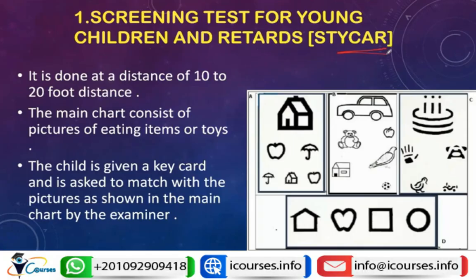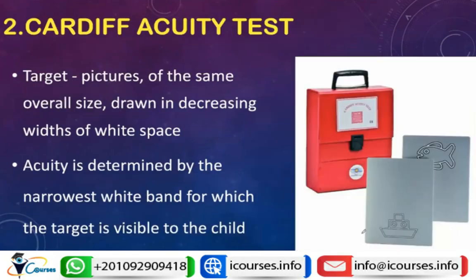In this test, the child is given this key, and he is presented a chart. This chart has different shapes or different pictures, and when the examiner asks the patient to point to one shape, the child should point to the same shape on his key card. So this is called the sticker test, and all other tests work by the same principle.